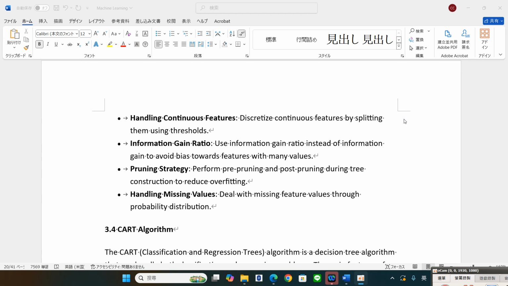gain ratio: use information gain ratio instead of information gain to avoid bias toward features with many values. Pruning strategy: performing pre-pruning and post-pruning during tree construction to reduce overfitting. Handling missing values: deal with missing feature values through probability distribution.